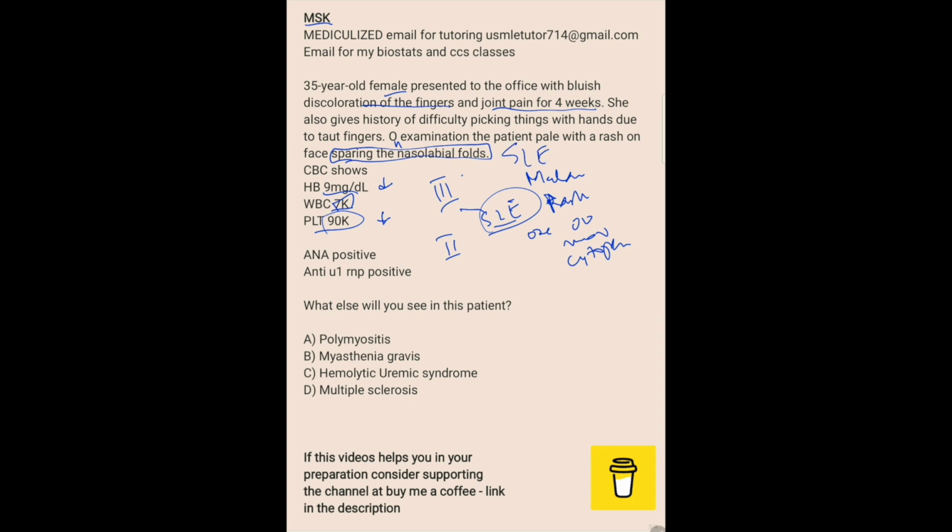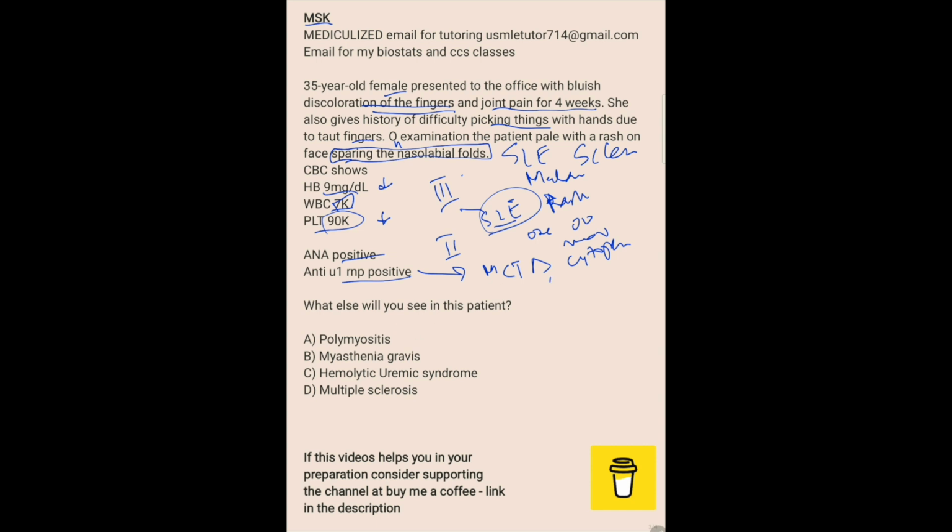So this patient has features of SLE. This patient also has difficulty picking things, so that's like scleroderma. And there is Raynaud's phenomenon. So ANA is positive for obvious reasons, and anti-U1-RNP is positive. What else will you see in this patient? So remember, anti-U1-RNP is seen in mixed connective tissue disease, MCTD. So now, what else do you see in MCTD?